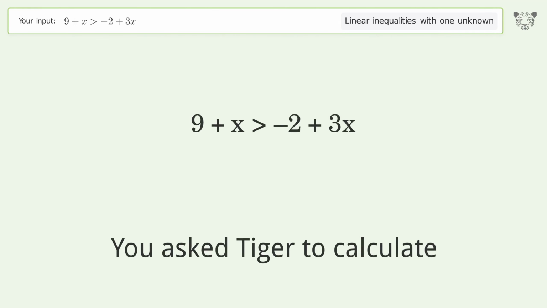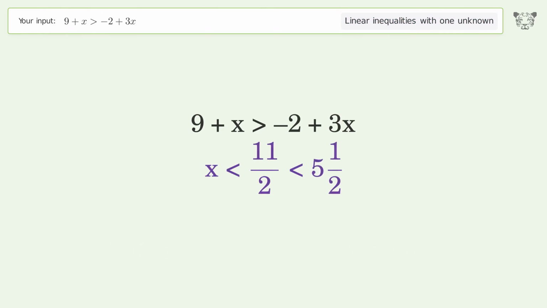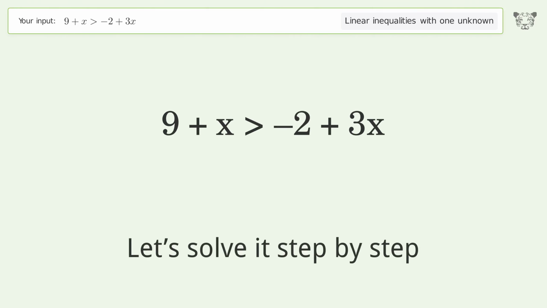You ask Tiger to calculate. This deals with linear inequalities with one unknown. The final result is x smaller than 11 over 2 smaller than 51 over 2. Let's solve it step by step.